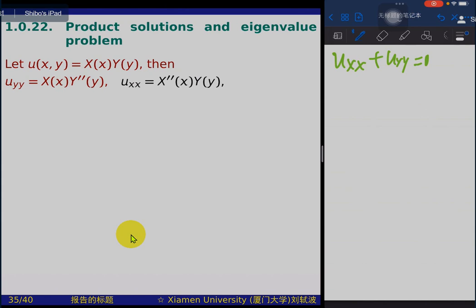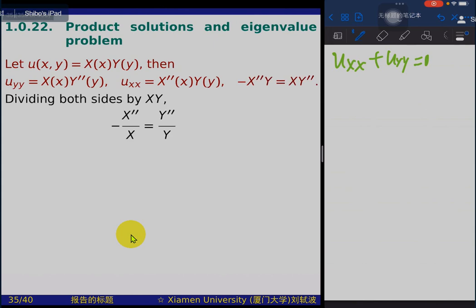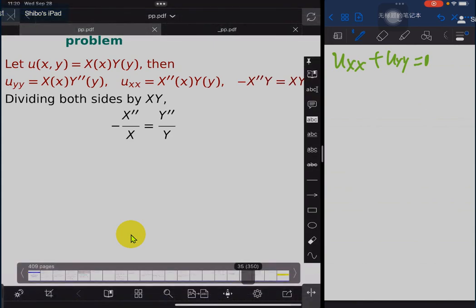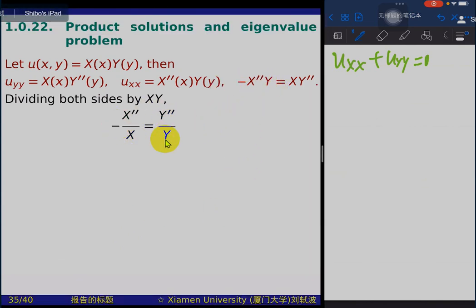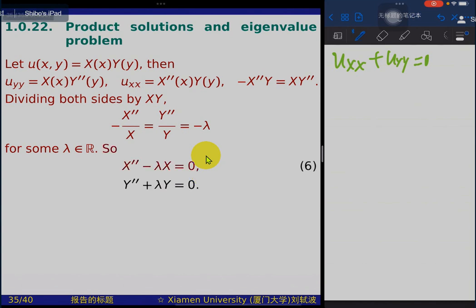So substituting your computation of uxx and uyy into the equation, you get minus X double prime Y equals XY double prime. Then divide both sides of this equality by XY, and you obtain this equality. Now, for this equality, the left-hand side is a function of small x. The right-hand side is a function of small y. So the common value has to be a constant, minus lambda. So from this, we have X double prime minus lambda X is 0, and Y double prime plus lambda Y is 0. So we obtain two ODEs for the capital X and the capital Y. Now, to state the eigenvalue problem, you need to impose some boundary conditions for your single variable function. Now we encounter a problem.